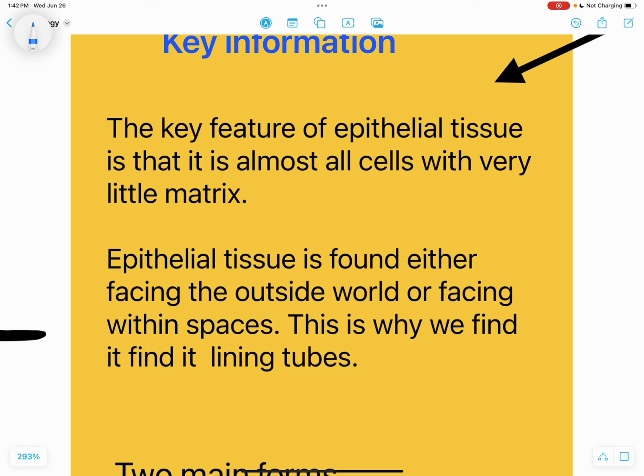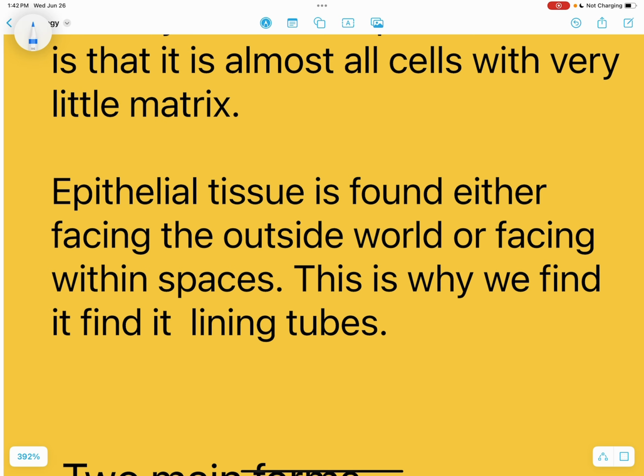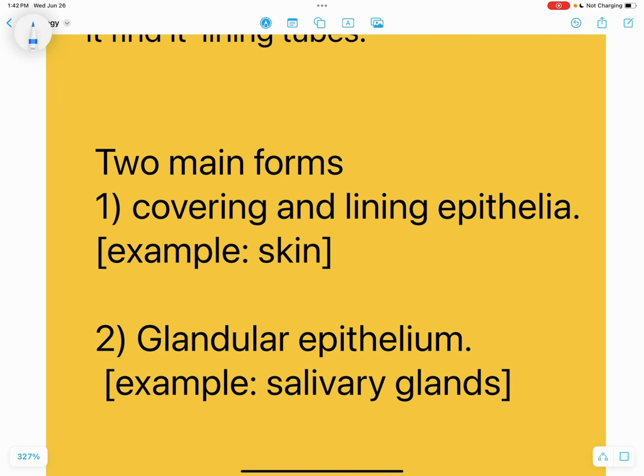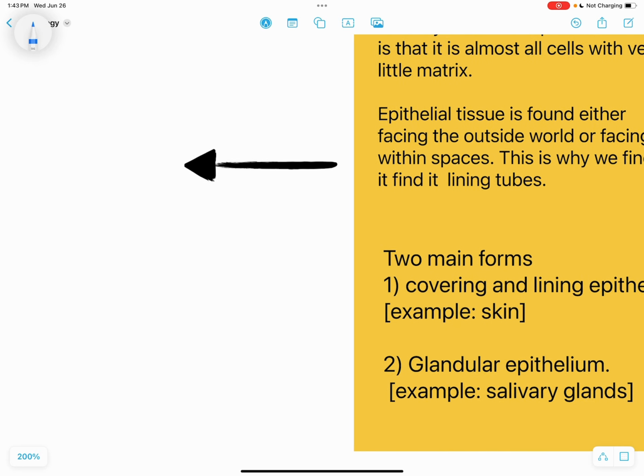And as I said earlier, epithelial tissue is found either facing the outside world, such as your skin, or facing within spaces, like hollow organs, pipes. When I say pipes, I mean tubes that run through your body. When we're looking at epithelium, we can also subdivide it into the covering and the lining type of epithelia. And a great example is skin. The second group would be the glandular epithelium, and this would be things such as the salivary glands. Now, let's start to look at the subtypes.